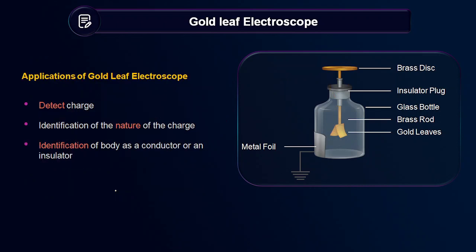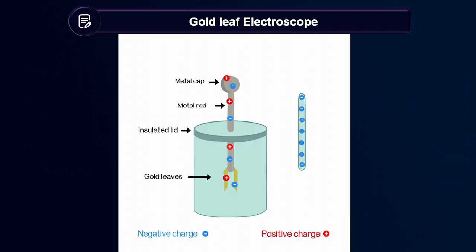So now, applications of gold leaf electroscope will be to detect charges, identification of the nature of the charge, and identification of body as a conductor or an insulator. So by this we can identify the charge, nature of charge. So this is the way how we use gold leaf.